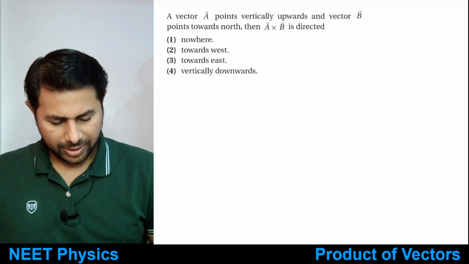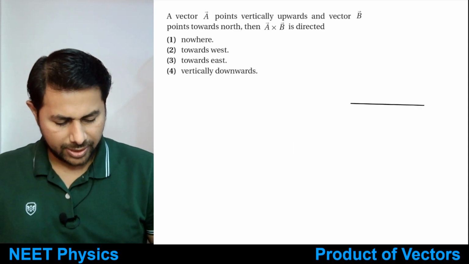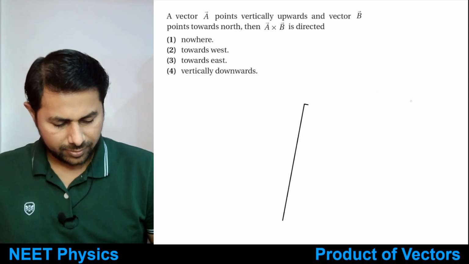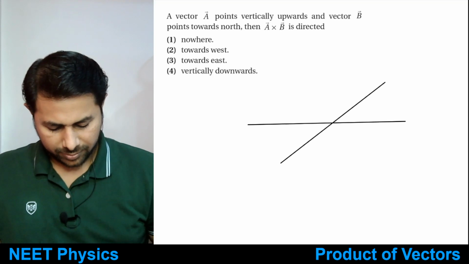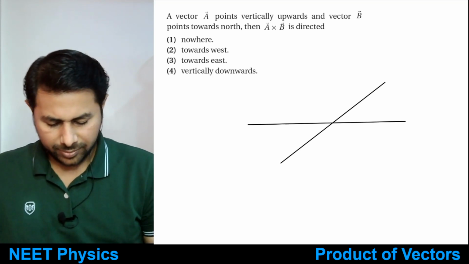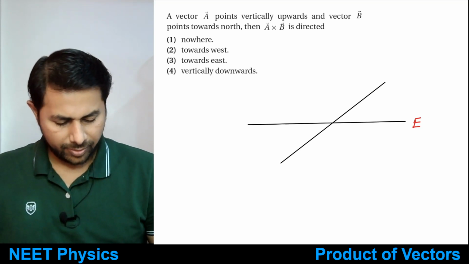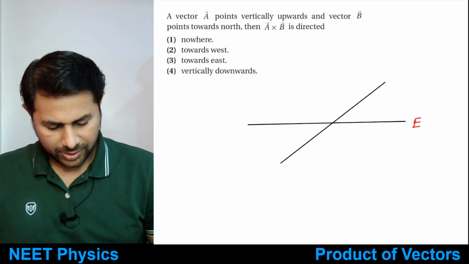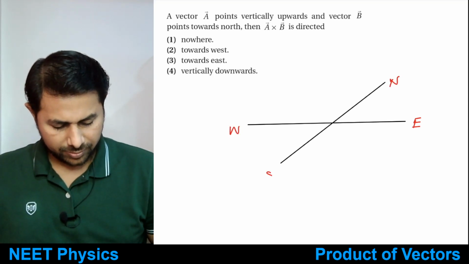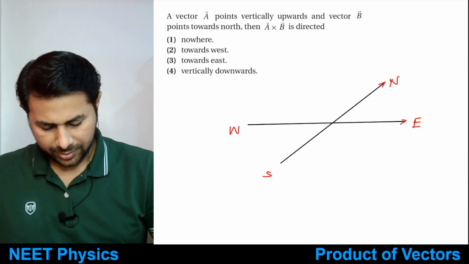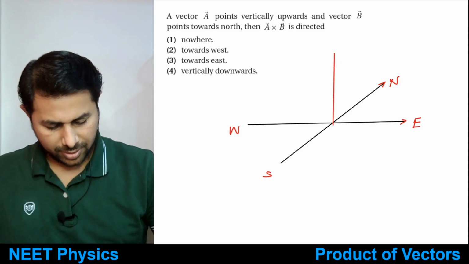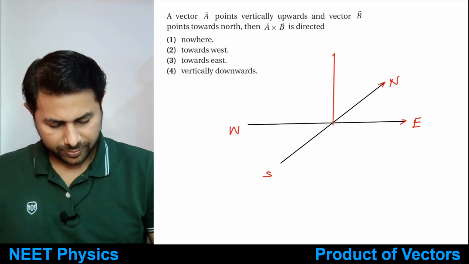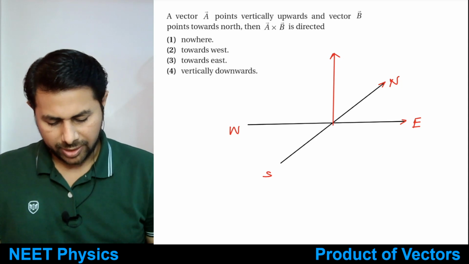Okay, or better, I'll draw it like this. A 3D diagram. So this is east, west, north, south, and this is vertically upwards. Okay, so what's given here?